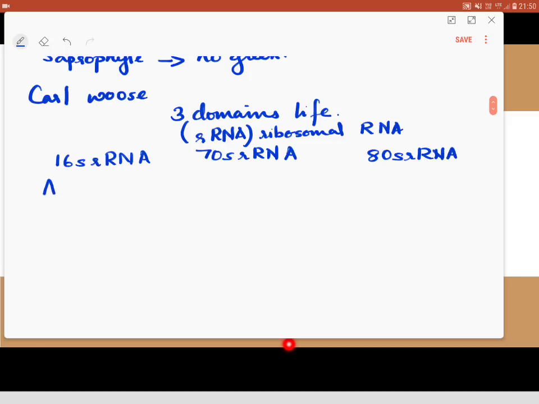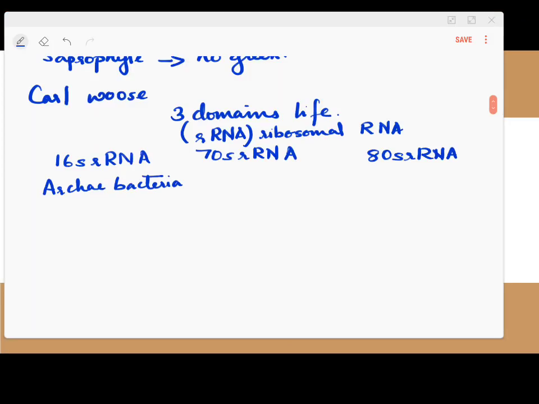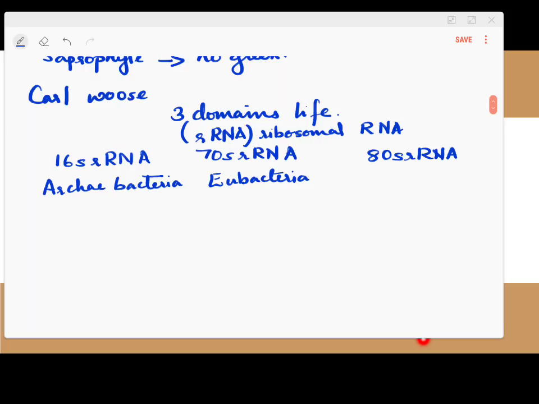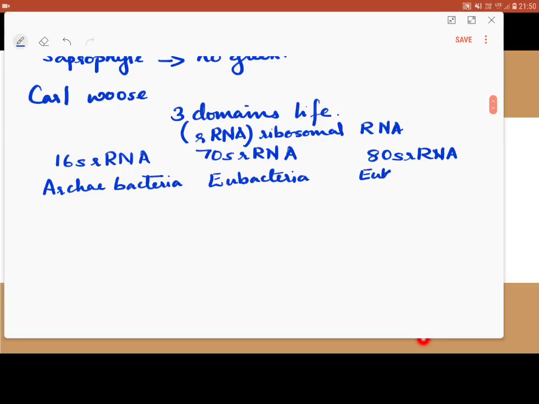16S rRNA was present in Archaebacteria. 70S rRNA was seen in case of Eubacteria, and 80S rRNA was seen in case of eukaryotes. These were the 3 domains of life given by Woese.